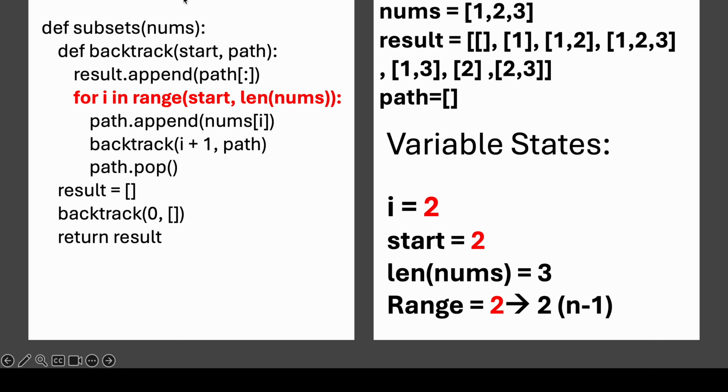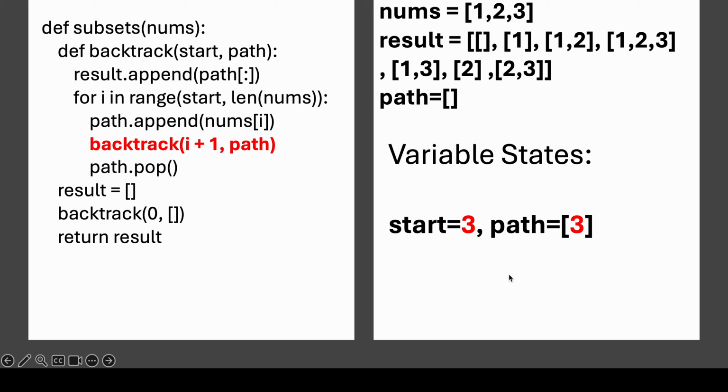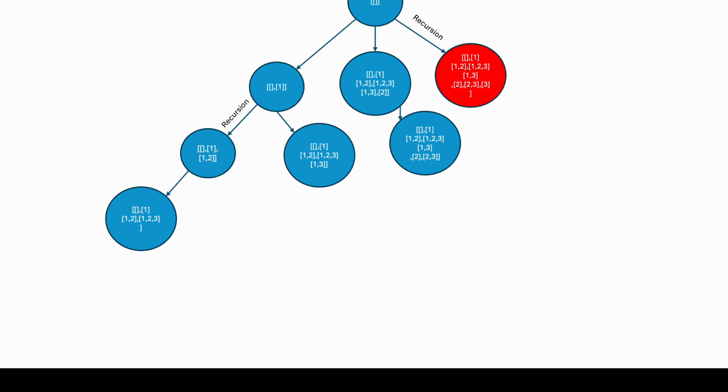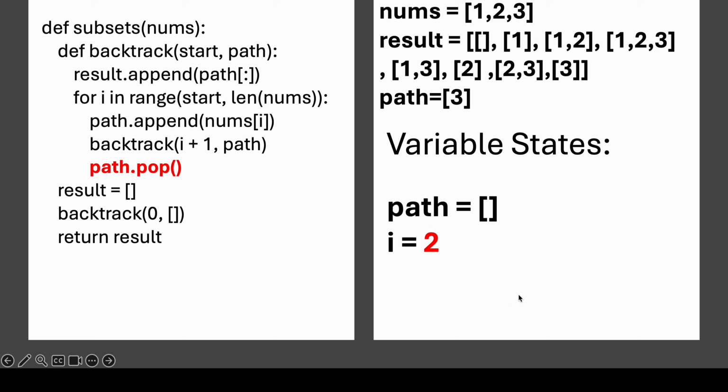Again, then we start with our for loop, which is at 2, so now we're going to be able to get 3 here in the path. And now we're going to do our recursion, add it to result, and this is where we're at. We added 1 node. Again, we're in a for loop. Now 3 is greater than 2, so this for loop will be done.